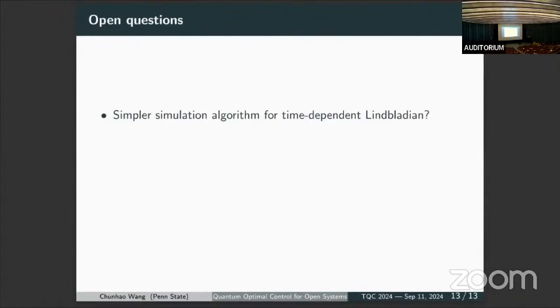And there are open questions. The first open question is, can we get a simpler algorithm for time-dependent Lindblad evolution? Recall that for the time-independent case, we have a simple algorithm where everything can be turned into a completely positive form, and we just use Gaussian quadrature to approximate the integral. For this time-dependent case, we don't know how to apply Gaussian quadrature, so you need extra steps to take care of the time ordering. For example, you need this quantum sort or compression scheme to handle the time ordering. So this is more complicated. We wonder if we can get a simpler algorithm for time-dependent simulation.